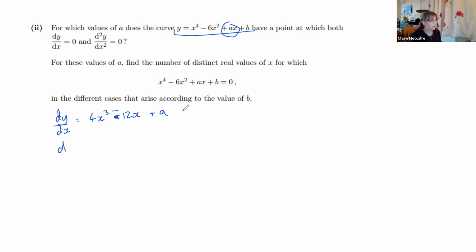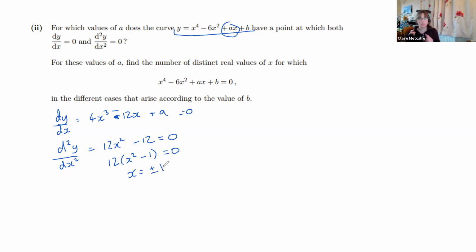That's a cubic. I want that to equal 0, but let's have a look at the second derivative. The reason I'm doing this is that it's going to get rid of a. So the second derivative gives me 12x squared minus 12 equals 0. If I factorize out 12, I get x squared minus 1 equals 0. And so x equals plus or minus 1. So we now know 2 values of x for which the second derivative is 0.